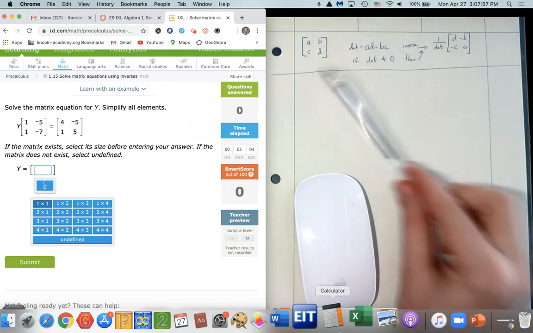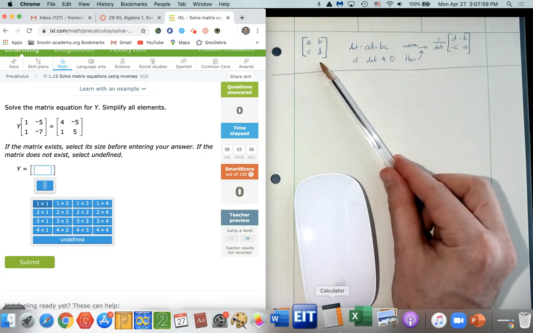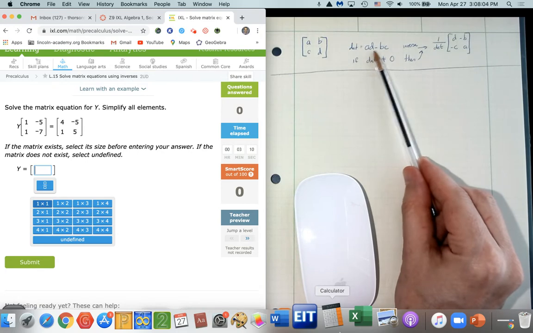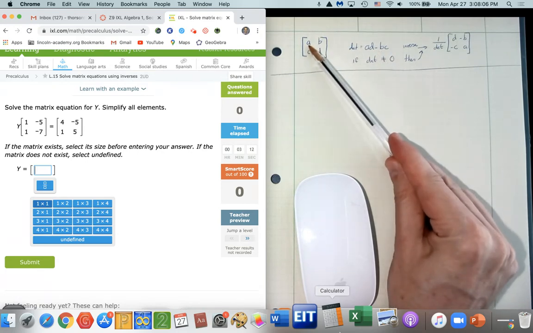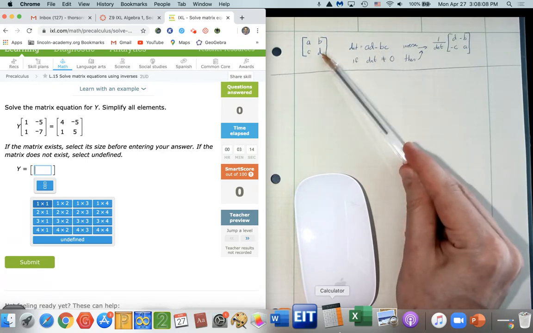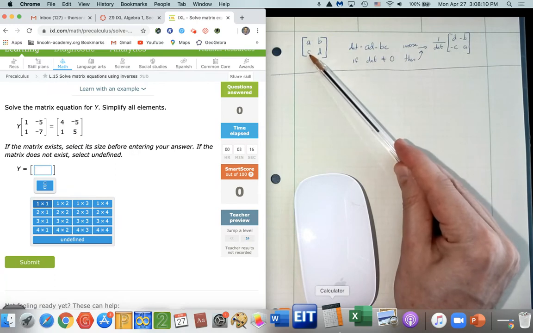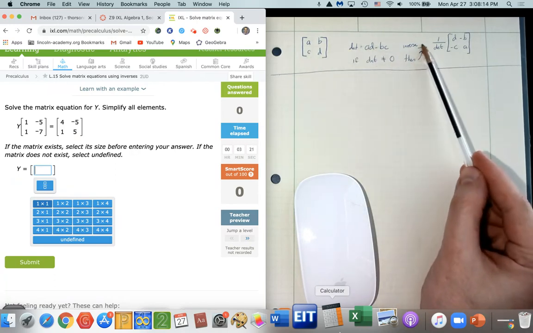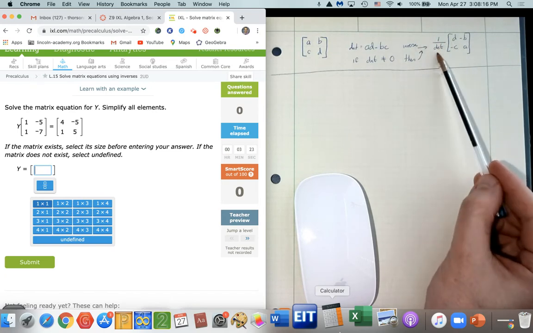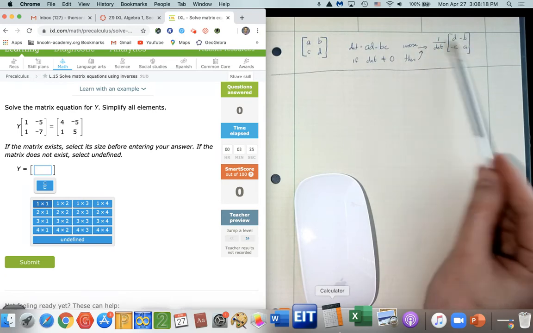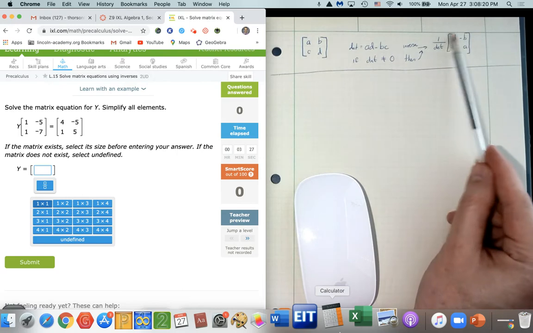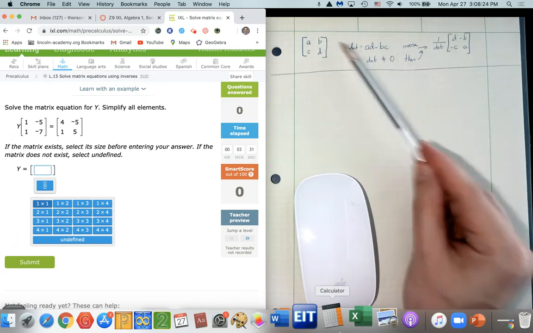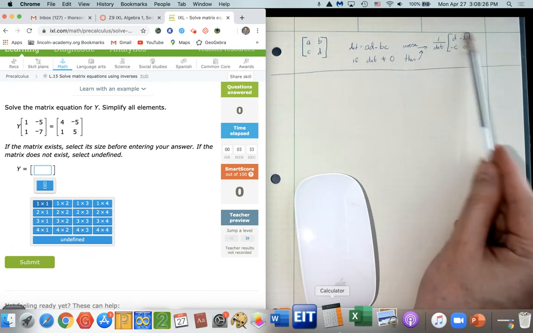But as a quick review, we have a 2 by 2 matrix. The determinant is equal to AD minus BC. And if the determinant doesn't equal 0, then it has an inverse, which is 1 over the determinant times, as we take this matrix, swap the A and the D, and change the sign on the B and the C, that gives us our inverse.